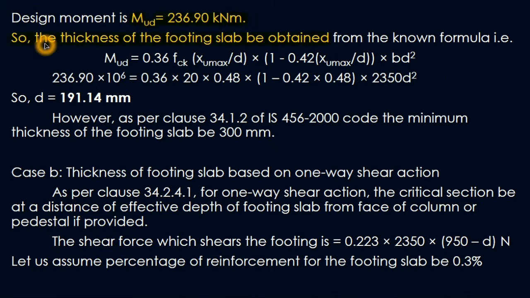So after finding the MUD value, the thickness of the footing slab should be obtained from the given formula. MUD is the formula we have in the IS 456-2000 code book. You can refer to it in Annexure G.